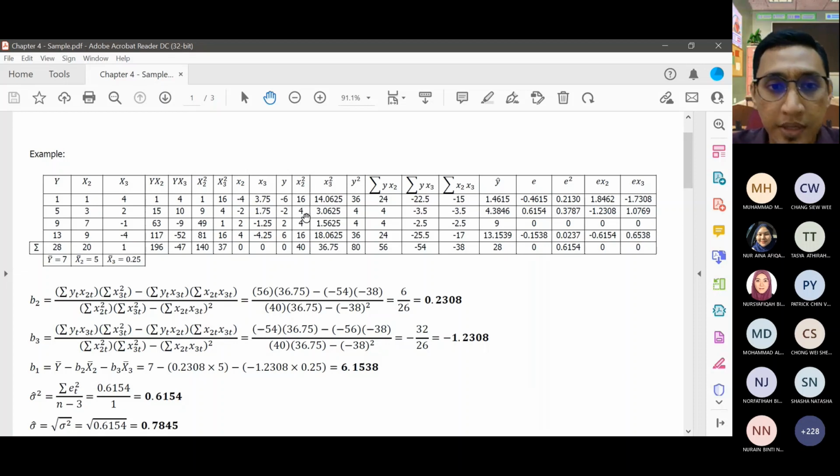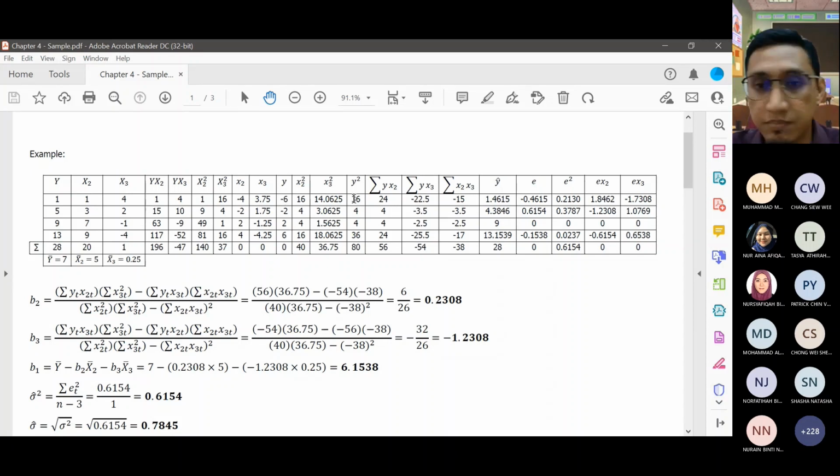And then we have the squared lowercase x2. So -4 squared is 16. -2 squared is 4. We repeat the same process, not just for x2 squared, but x3 squared and y squared as well. So 3.75 squared is 14.0625. For y, here we have -6, lowercase y. Its squared value is 36.